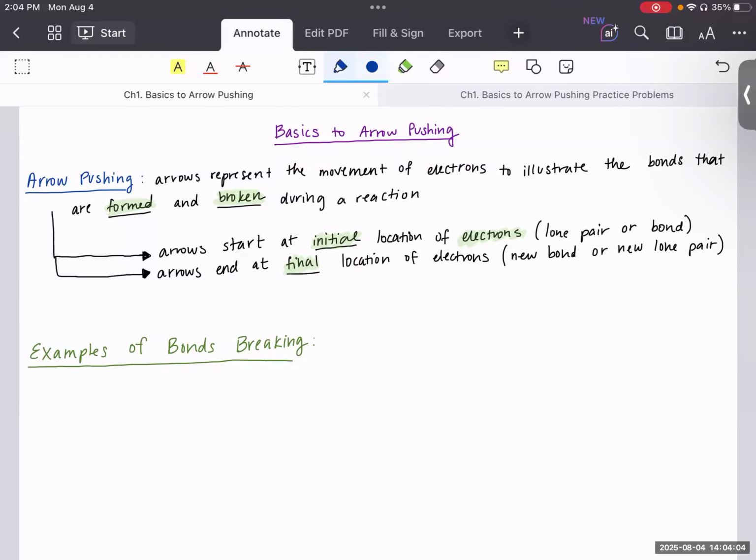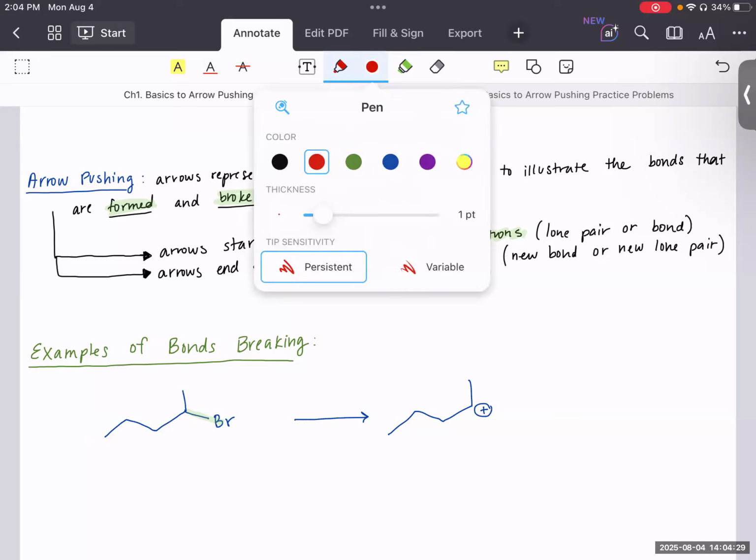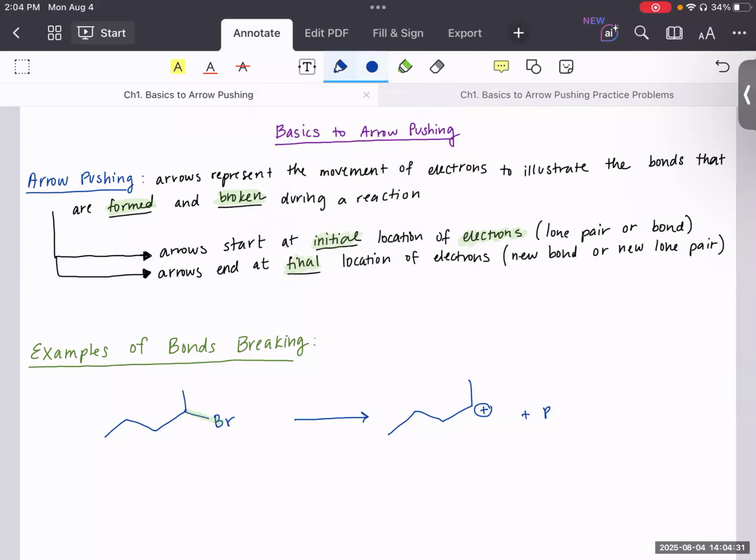And so we'll start off with some pretty straightforward examples. So let's do something like this. And so we could show this carbon-bromine bond breaking to form this product right here. And so to show that this bond broke, we would start the electrons at the place of the bond.